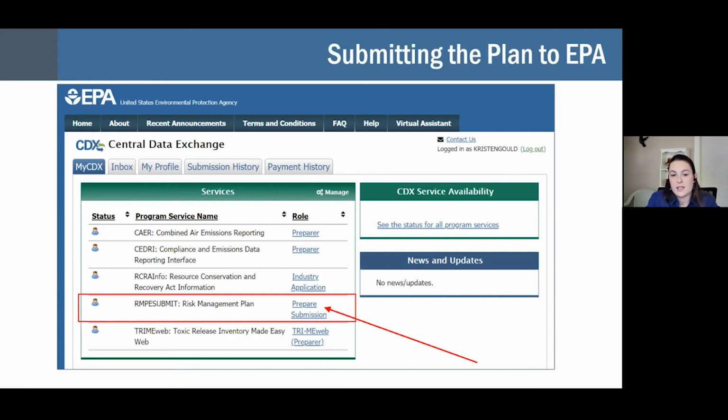If you're unable to submit electronically, you are allowed to fill out a paper form, but if you do not use their official form, they cannot process your RMP. Just keep that in mind.